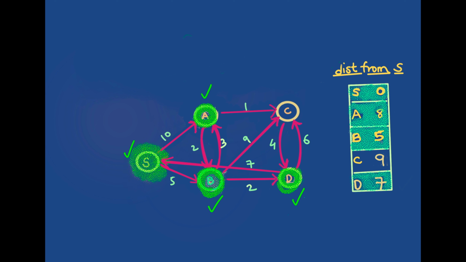The only vertex that's left is vertex C. And the neighbors of C are vertices whose final shortest path distances have already been computed. Thus, we are done with vertex C as well, and that concludes our algorithm.